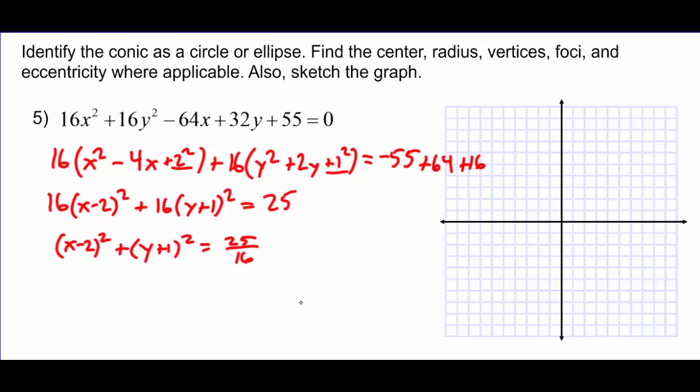All right, so here we go. We know the center is at 2 and -1. We know the radius is 5/4, not a big radius. We could also do the eccentricity while we're at it. Because it's a circle, that eccentricity is a whole lot of nothing. All right, so the center's at 2, -1, radius 5/4. This is going to be a pretty small circle, obviously.